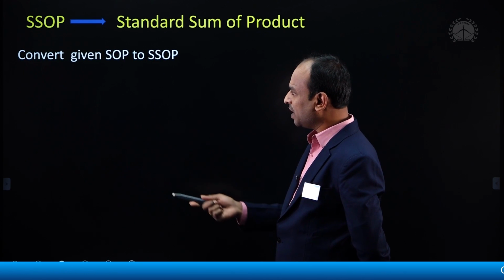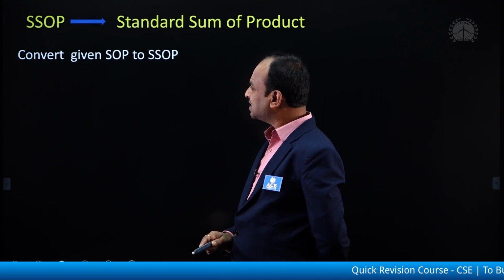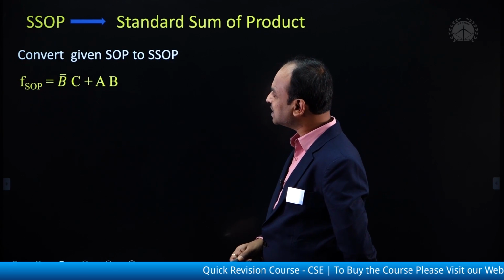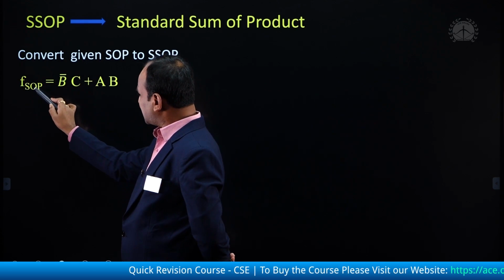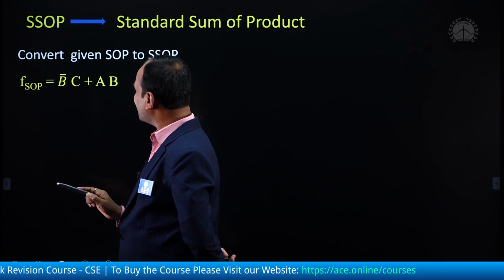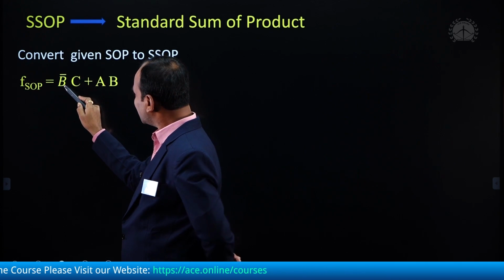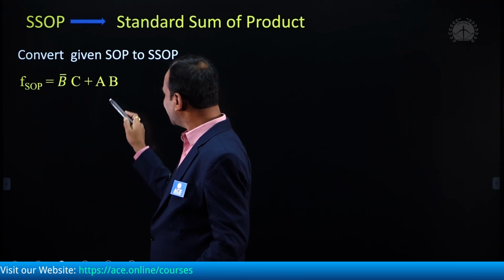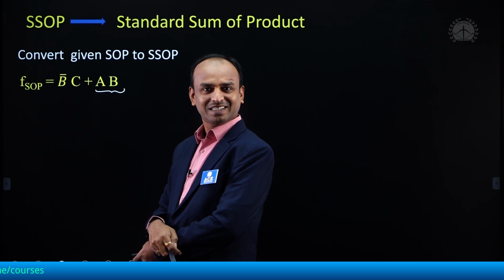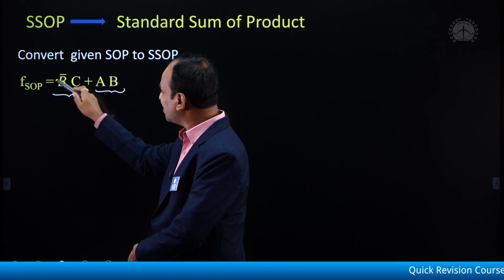Previously we have taken SOP. That SOP is converted into SSOP. What is the difference between SOP and SSOP? First, this is the SOP we just discussed. Now what does SSOP mean? There are three variables, A, B, C. But in the first term, A is missing, and in the second term, C is absent.